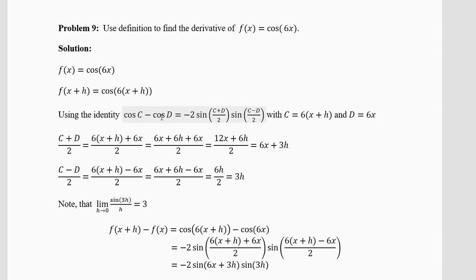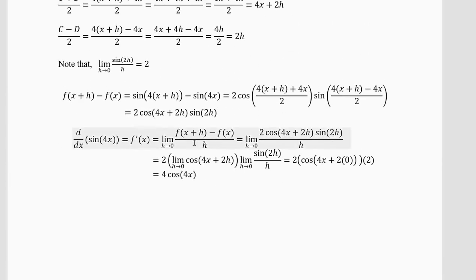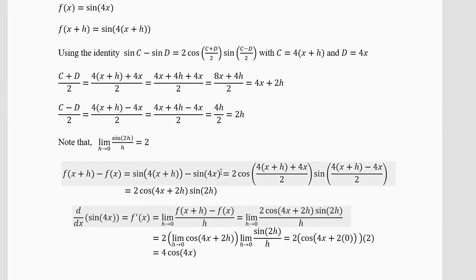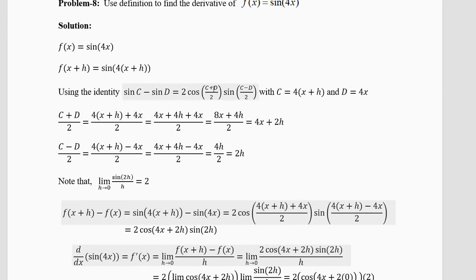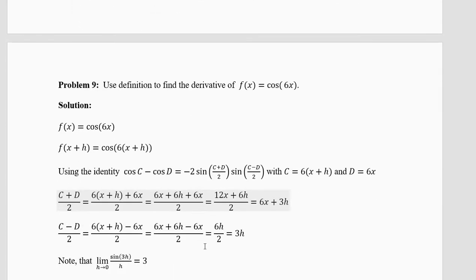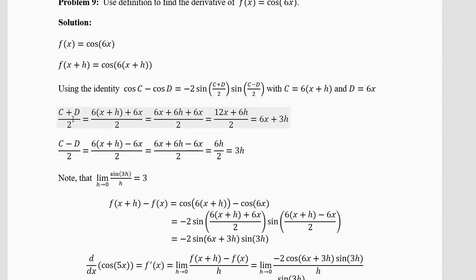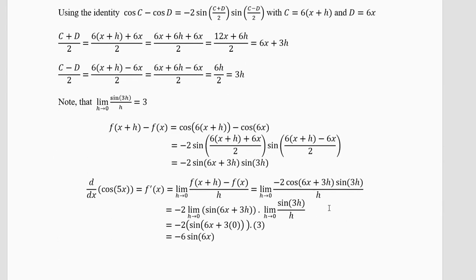Now we know cos c minus cos d is minus 2 sine of c plus d by 2 into sine of c minus d by 2. We have to calculate c plus d by 2 and c minus d by 2. Same thing is happening here. You calculate c plus d by 2 and c minus d by 2. C plus d by 2 is 6x plus 3h. C minus d by 2 is 3h.